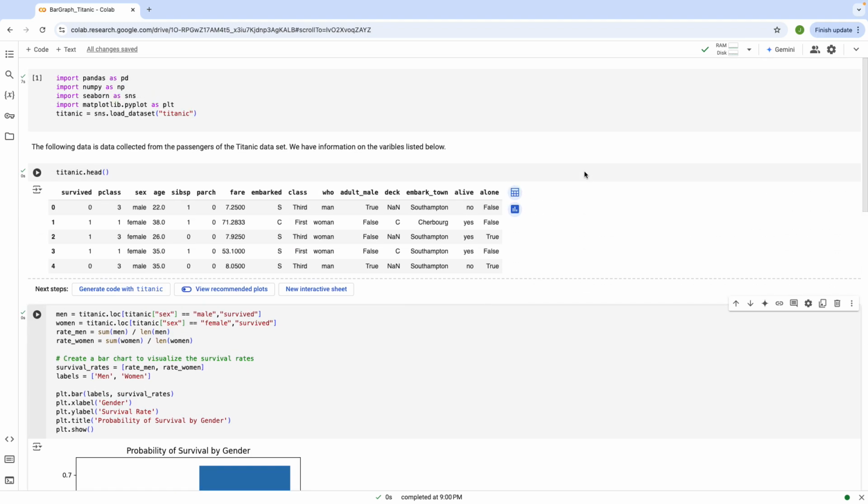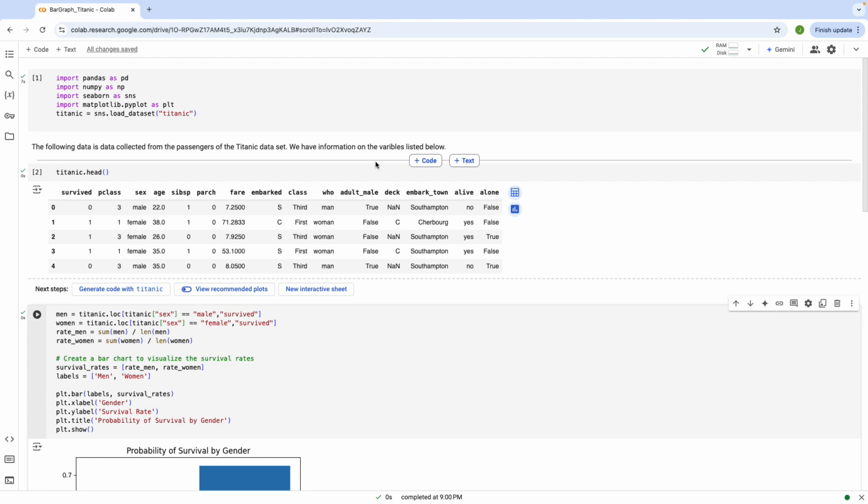Bar graphs. And the data set that we're going to use as an example is the Titanic data set. So here we're interested in survival, whether or not you survived. So 0 is that you're not alive, you died. And 1 is that yes, you did survive, you are alive. Okay.